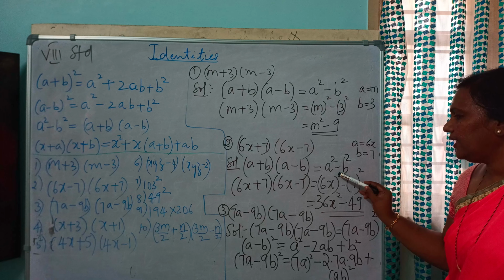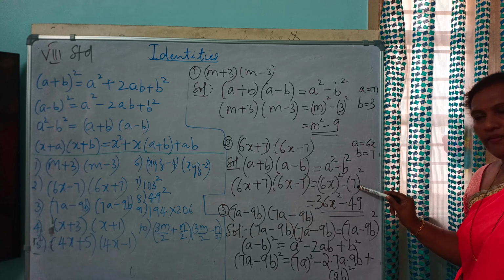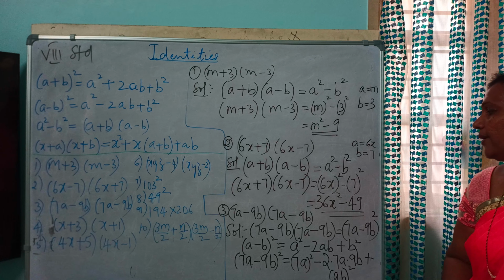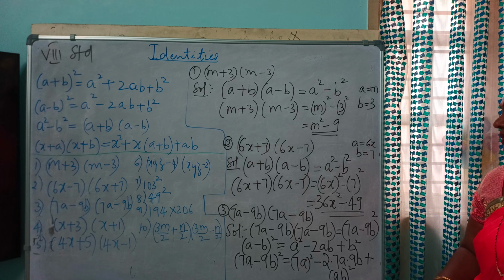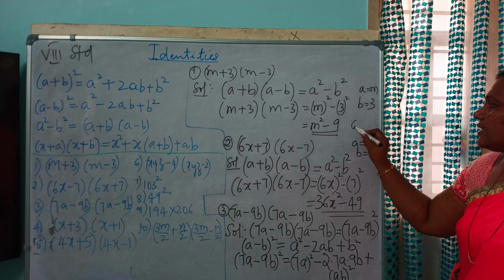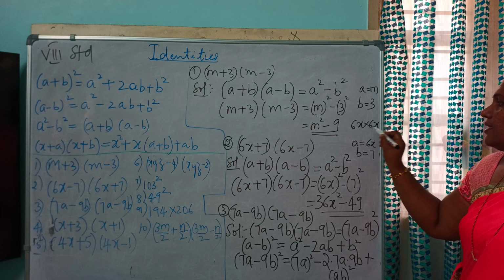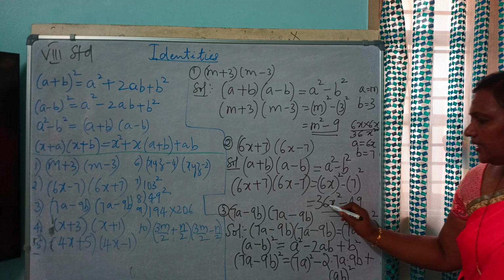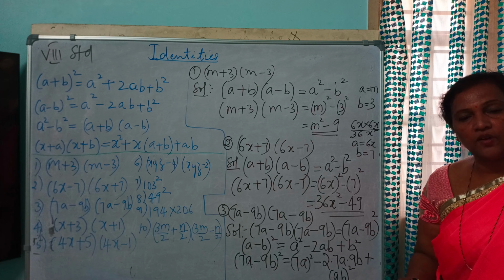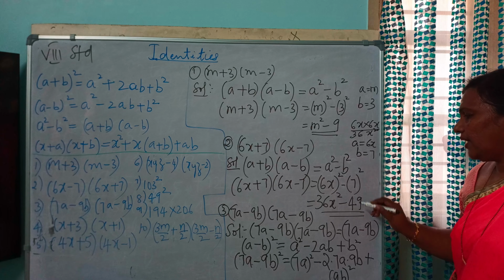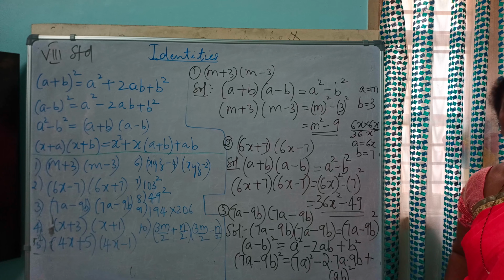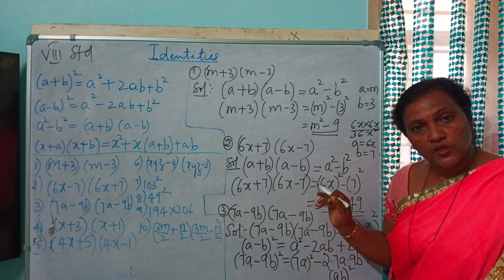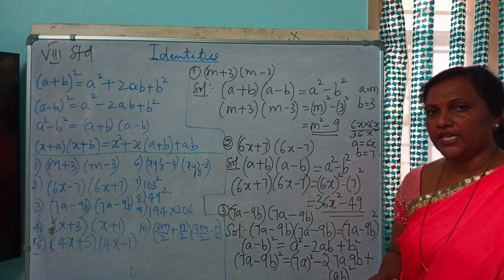So I'll just write below a, 6x. On the head, what is there? 2. b is 7, 7 whole square. 6x, how many times do I have to multiply? 2 times. If you multiply 6x 2 times, what will you get? 6x into 6x. 6 sixes are 36. x into x, x squared. So 36x squared. 7, how many times do I have to multiply? 2 times. 7 squared means 49. Underline the answer. Only thing is you have to identify the identity, then substitute correctly, then last is simplification.